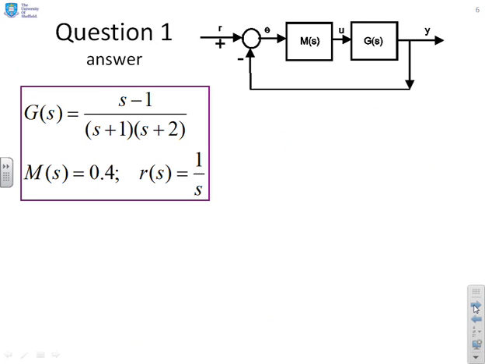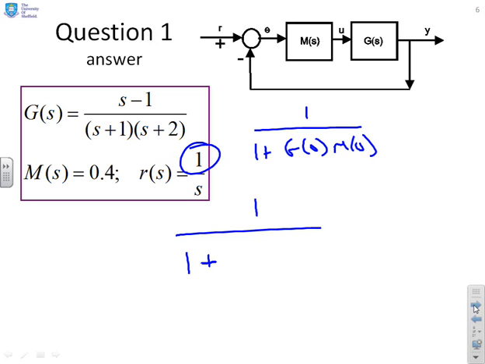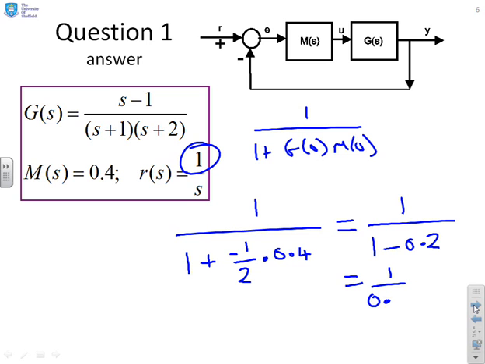Next one, I've got G of S equals S minus 1 over S plus 1 S plus 2, M of S is 0.4, R of S is 1 over S, and I'm going to go straight to the formula in this case, which is 1 over 1 plus G of 0, M of 0, and in this case you'll notice the magnitude of R is just 1. So I get 1 over 1 plus minus 1 over 2, that's G of 0, times 0.4, that's M of 0, which gives me 1 over 1 minus 0.2, or 1 over 0.8.